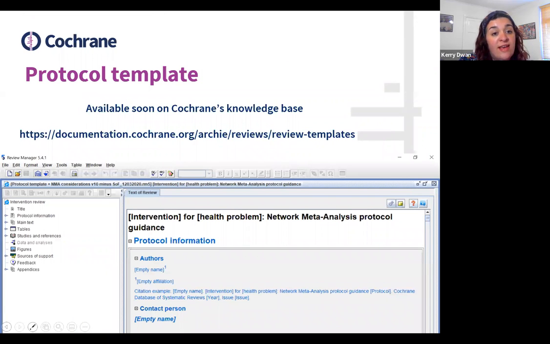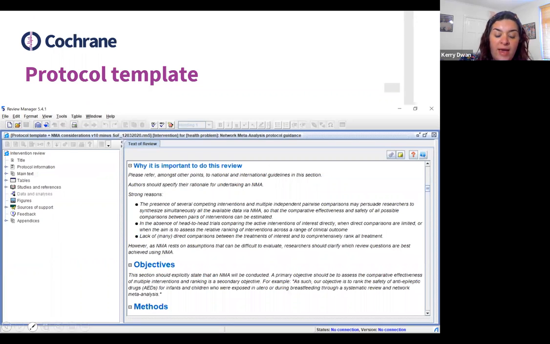So one of the things we did was to create a protocol template, and this should be available soon on Cochrane's knowledge base. It's not a cut and paste template, so it doesn't tell you exactly what to write in each section. It just directs you for what to think about for each section.